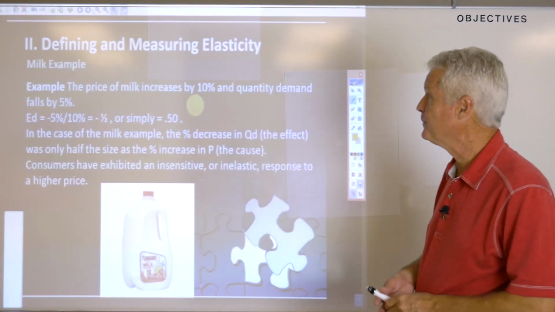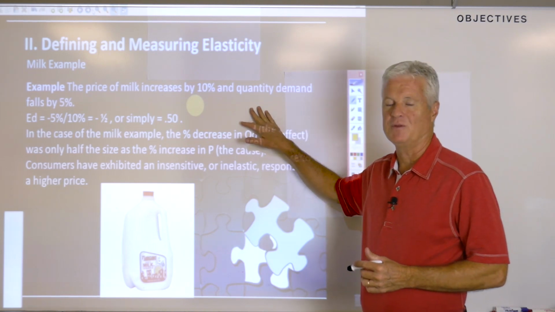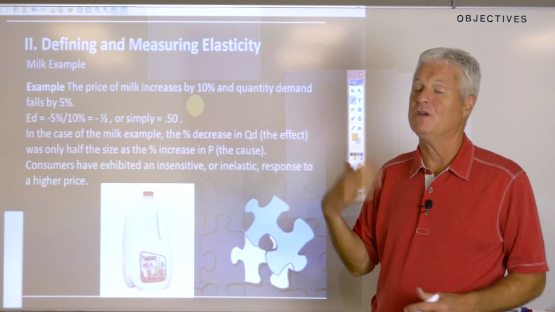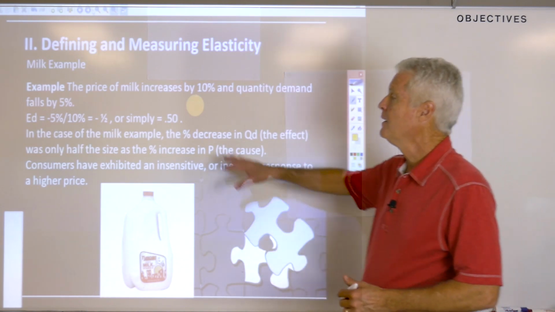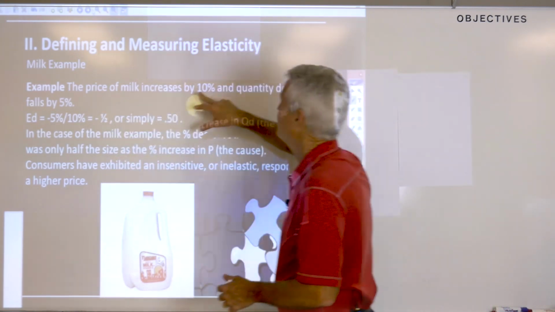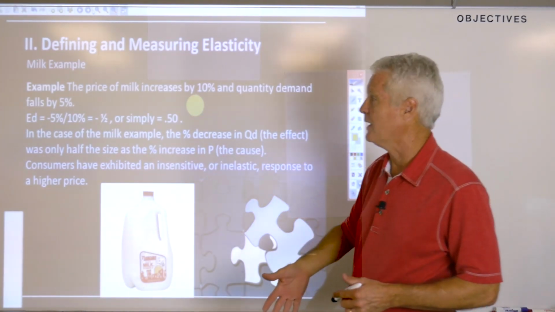Another example, the price of milk increases by 10%, the quantity falls by 5%. Okay, you think about it, if you drink milk, you've got to have milk, right? Even if the price changes, you're probably still going to buy it. So here, when the price increases by 10%, the quantity demanded only falls by 5%.